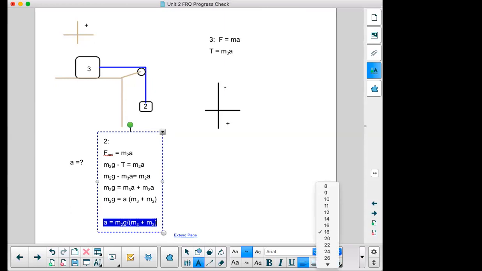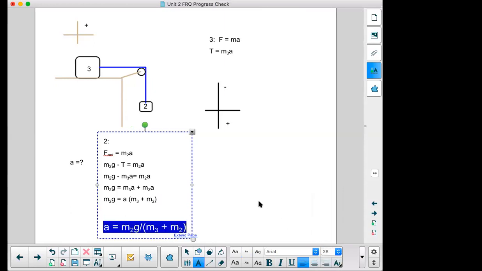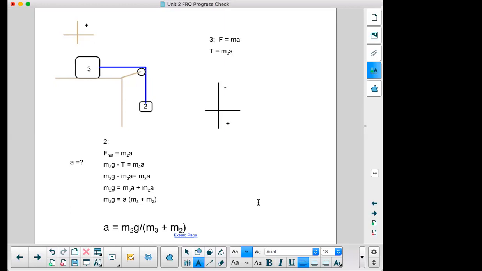So are the two masses accelerating at the same rate? That's right, because they're tied together. Yeah, they're tied together.